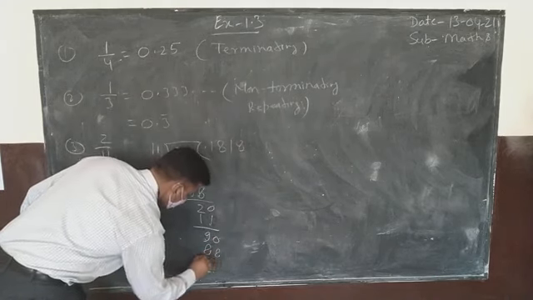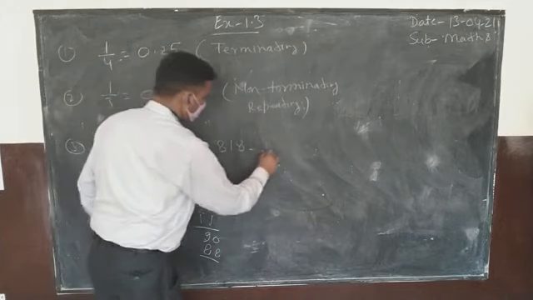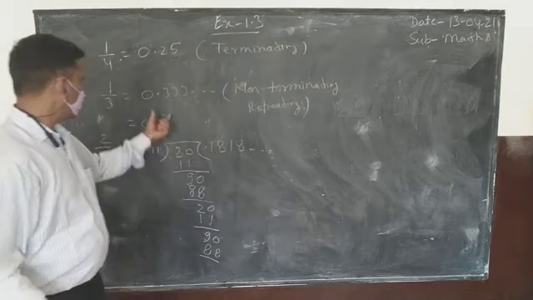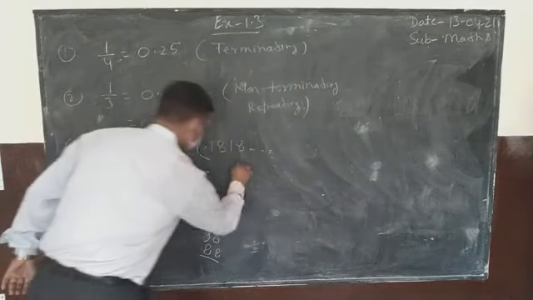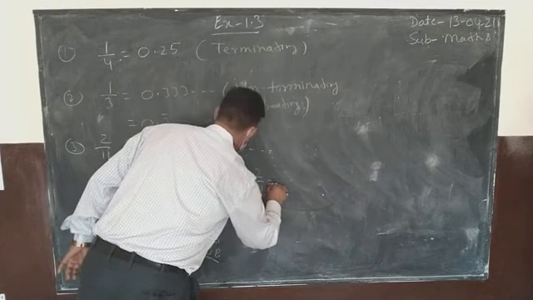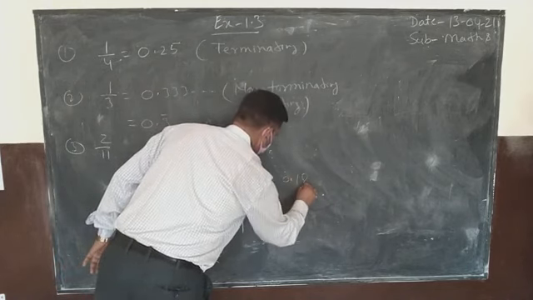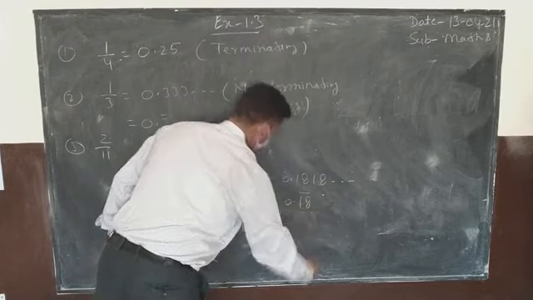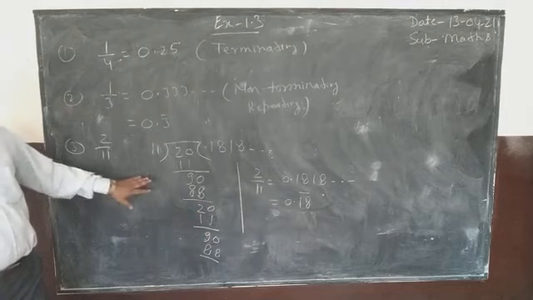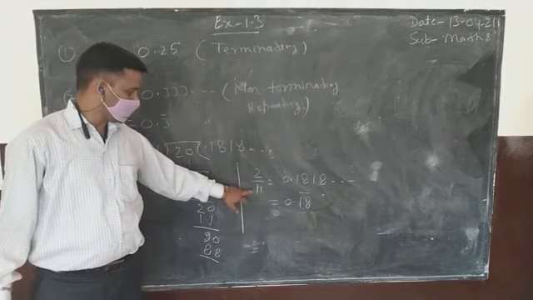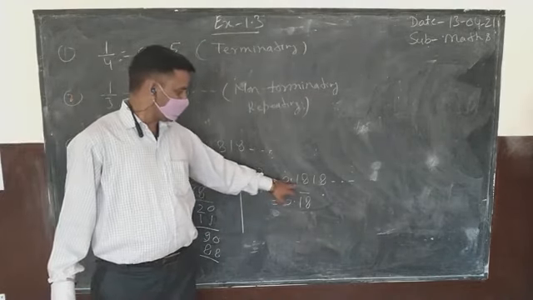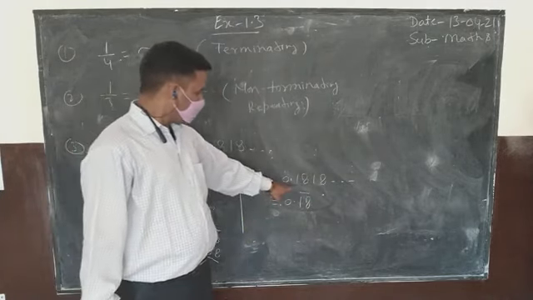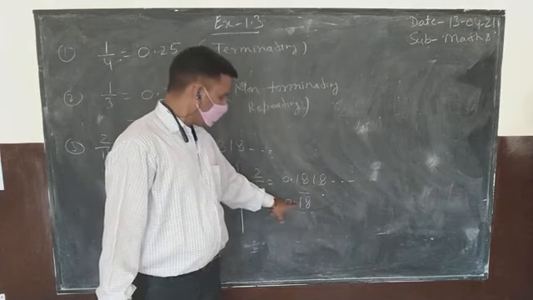So the blocks of digits are 1 8 1 8 1 8, meaning a block of digits is repeating. Then we can write 2 upon 11 equal to 0.1818..., which is 0.18 bar. When you divide 2 by 11, you get 18, 18, 18 many times, so you can write this number as 0.18 bar.